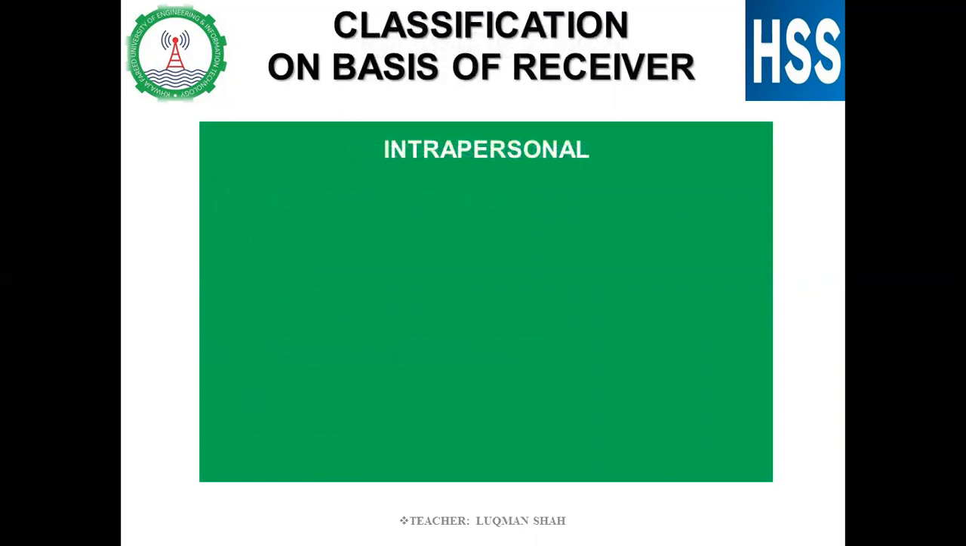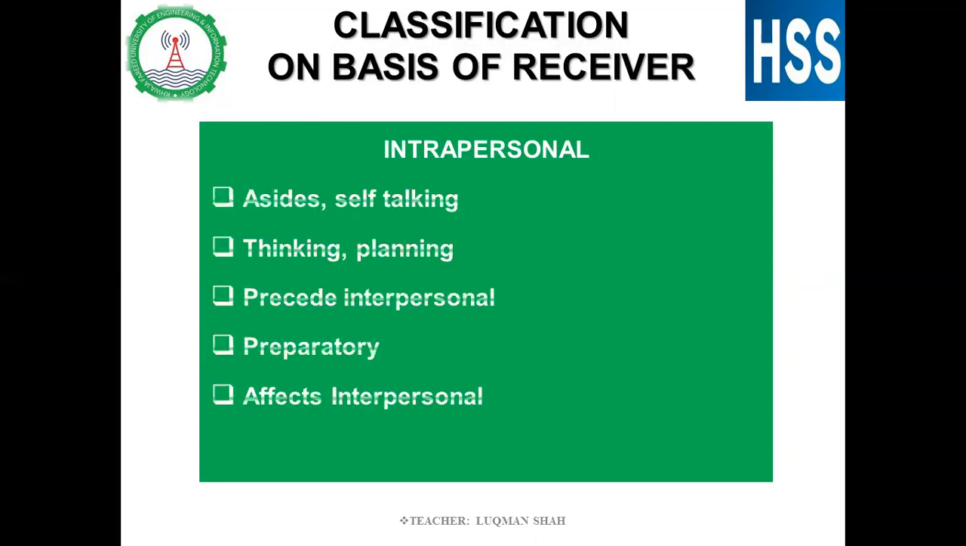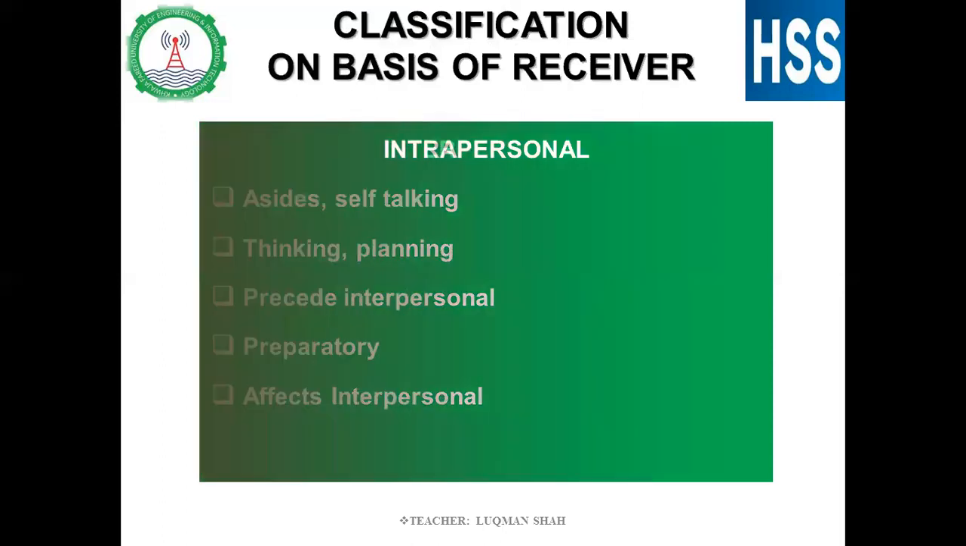Classification on the basis of receiver. The first is intrapersonal. It includes self-talking, thinking, planning, the cognitive process, the mental process, and it always occurs before the interpersonal. When we talk with others, before talking we think it, we plan it. It is a sort of preparatory stage and it affects the interpersonal.